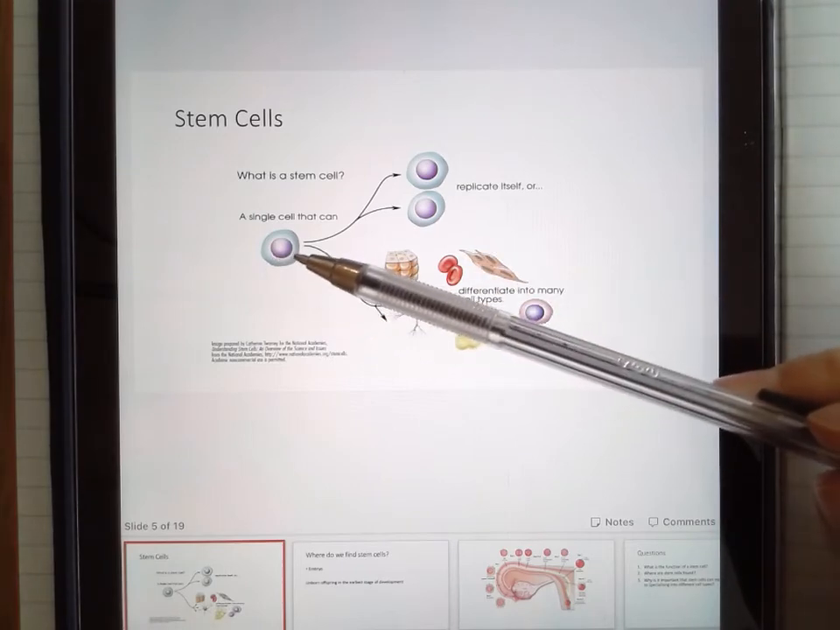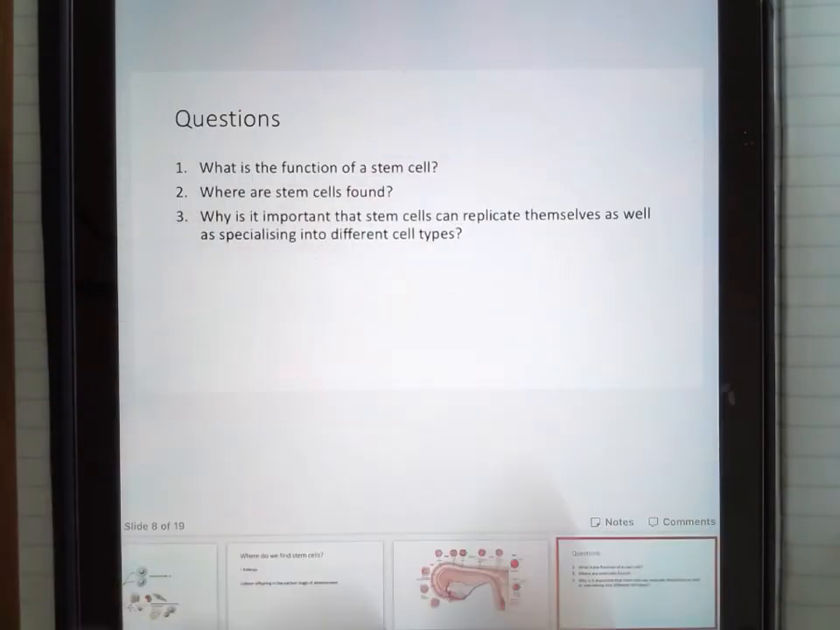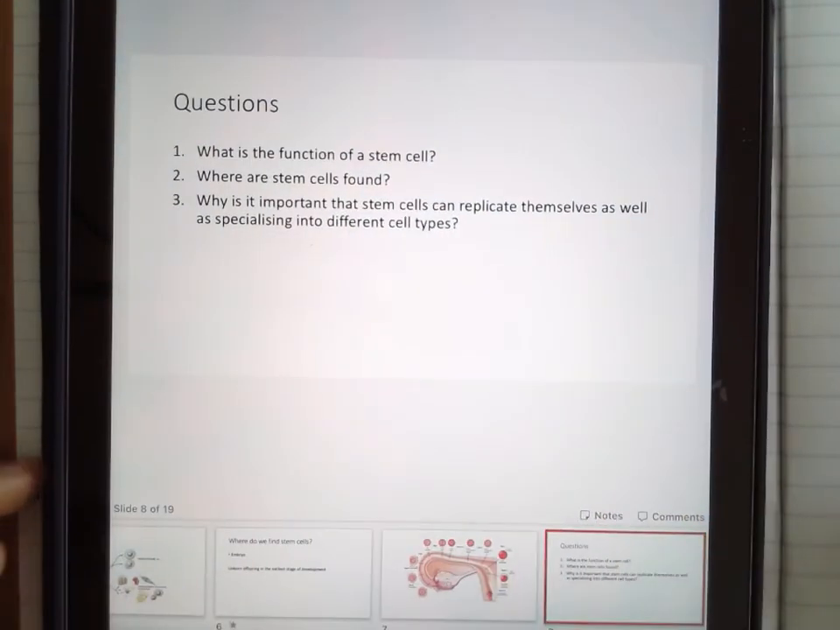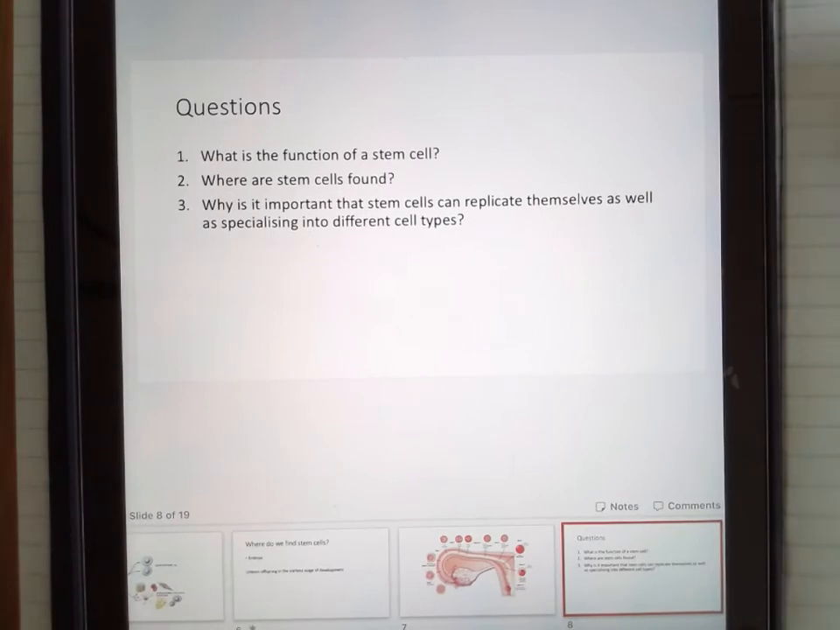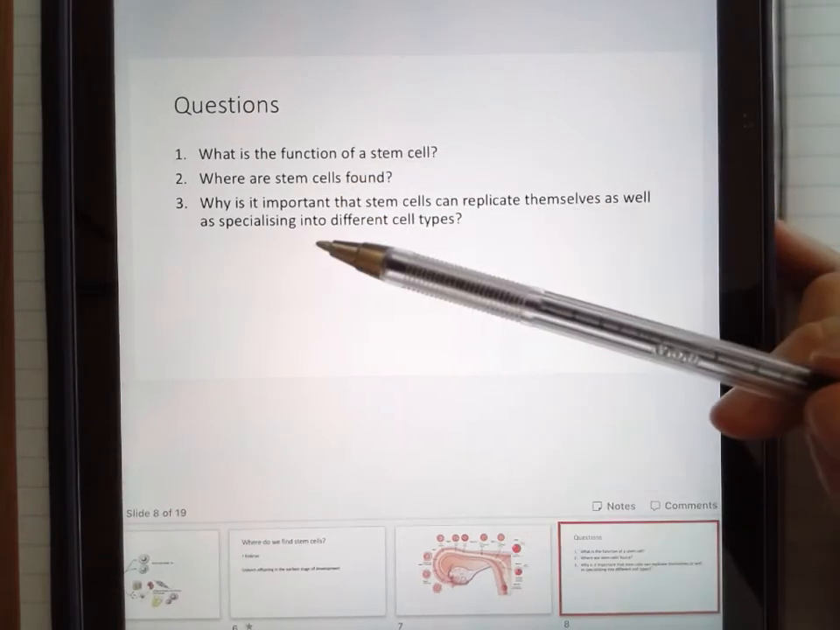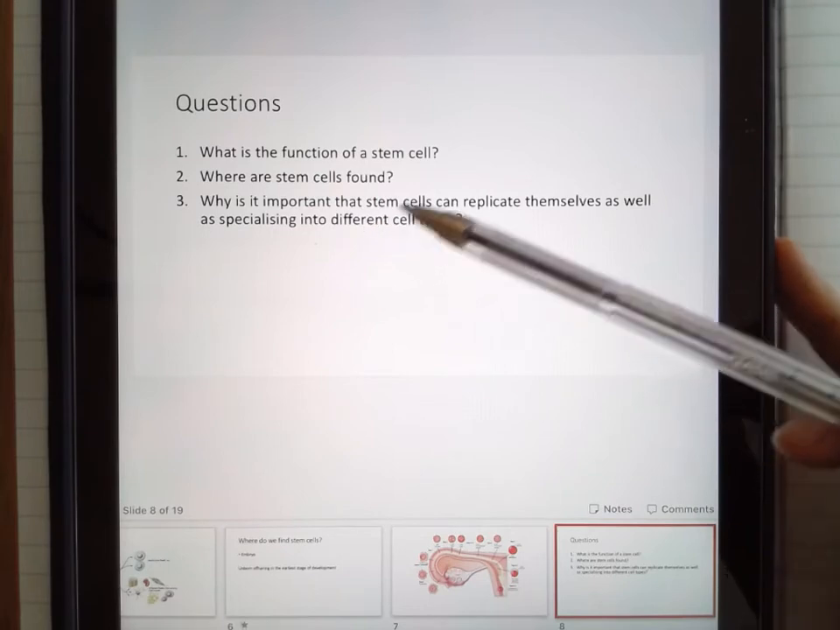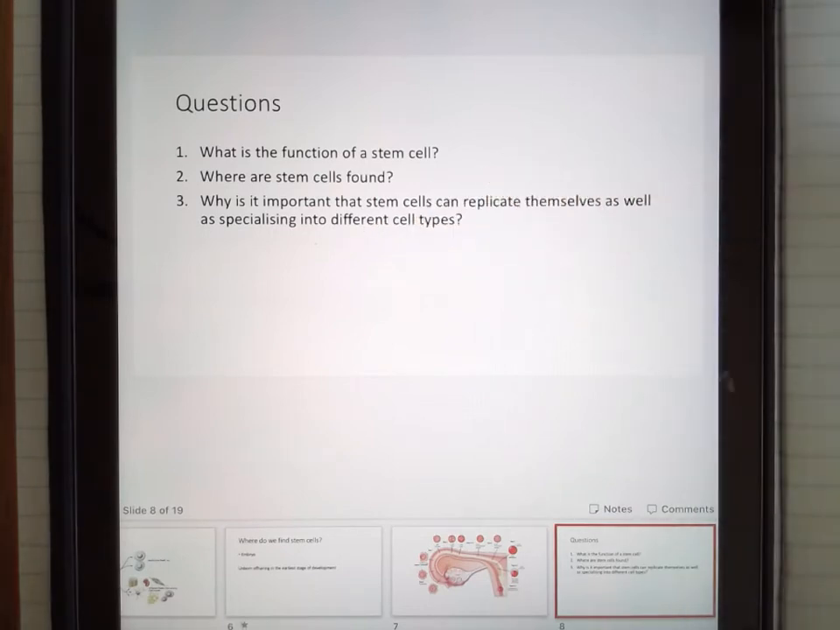I've got a few questions I'm going to get you to answer. The first one is just what is the function of a stem cell? So what do stem cells do? Why are they important? Where do we find stem cells? And then the last question just relates to what was on my last slide. Why is it important that stem cells can replicate themselves as well as specializing into different cell types? So just pause and take a minute to answer those 3 questions in your book, and then I'm going to go through the answers in a moment.